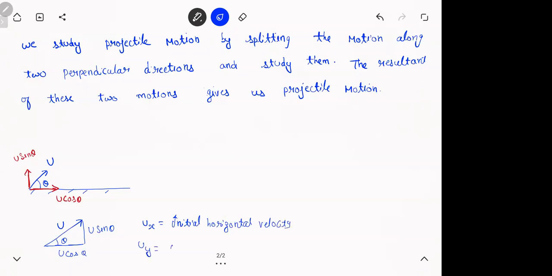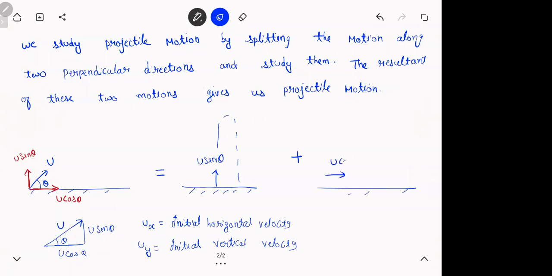Y meaning initial vertical velocity, or initial velocity in the y direction. Now what we do, this motion I can split into two particles. One guy is going up, so he will go up and come down, plus one guy is going horizontally with u cos theta. Here the acceleration is 0, here there is gravity. So this is your vertical motion, which I know how to do, meaning I know how to do when you're throwing up. I also know what to do when you're going horizontally.